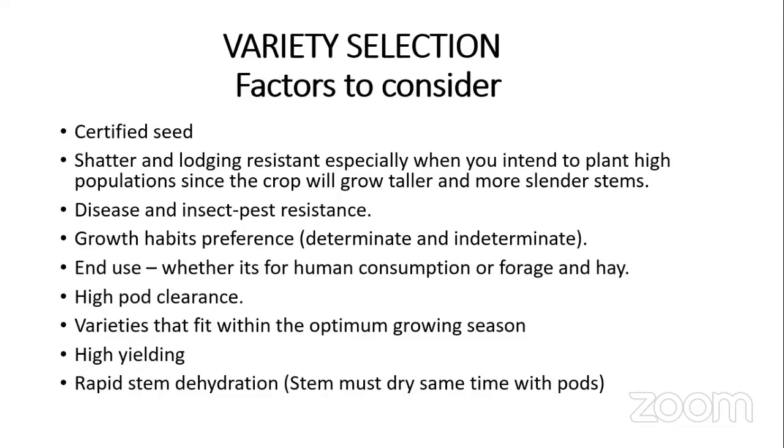So you need to have a variety where the stem dries at the same time with the pods, so that you won't have problems of shattering. As soon as the crop dries, you can then come in with a combine harvester and then you harvest without any problems. Next slide.